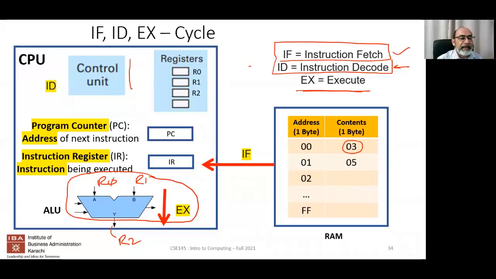So you can see that. And actually there's a fourth cycle as well, where you're writing this into a particular register. Okay, that's called the write back cycle. So you can have three, four, or even more cycles before a particular instruction is executed. Okay, so that gives you an idea of what a cycle is.